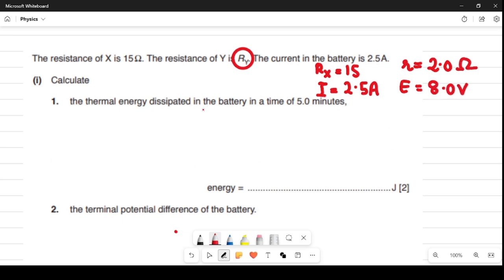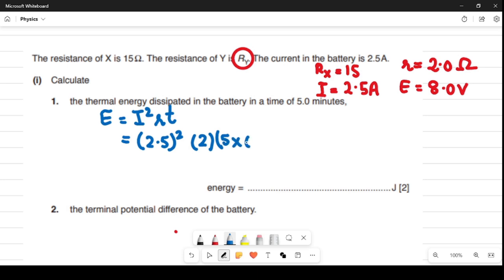Okay. The thermal energy dissipated in the battery in a time of 5 minutes. So that's easy. E is equal to I squared R T. You have I as 2.5 squared, R is 2 and T is 5 minutes. It has to be in seconds, so we multiply by 60. Your answer will be 3.75 × 10^3 joules, because we have to give our answers in two significant figures. It will be 3.8 × 10^3 joules.